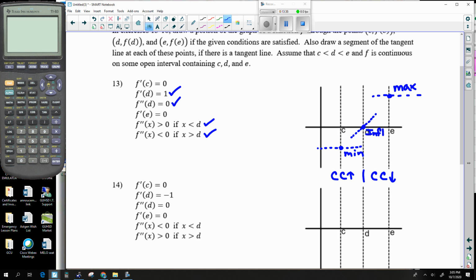And so it kind of draws itself right here. So I'll just follow the picture. So I have a concave up, concave down, something like that.